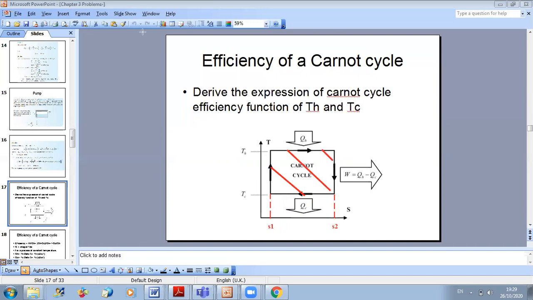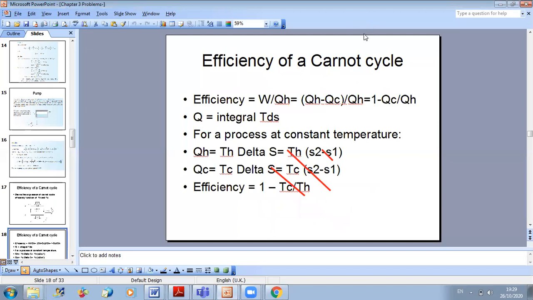So here you can see all details of calculation. As we said, the efficiency is defined as work over QH, which is QH minus QC over QH, which is 1 minus Q cold over Q hot. So you should now compute, this is another method here. You should compute Q cold and Q hot. Q hot is TH delta S, and Q cold is TC delta S. So when you do the ratio, you will get efficiency equal to 1 minus T cold over T hot, which is the same result we obtained before. So as you can see, we have several methods which will always end up with the same result. Okay?